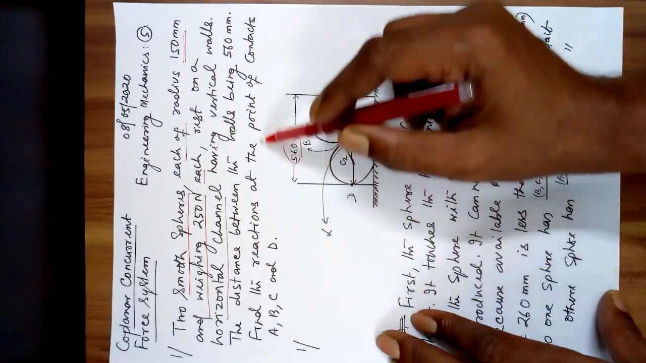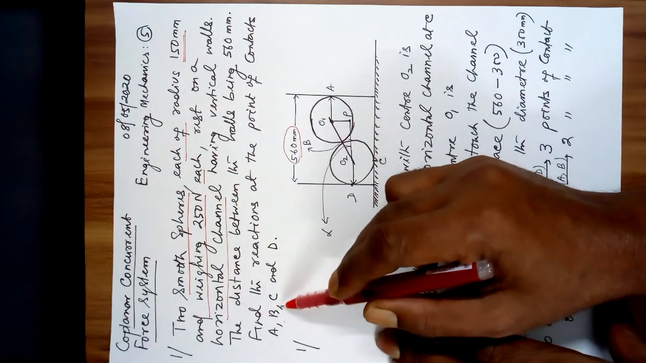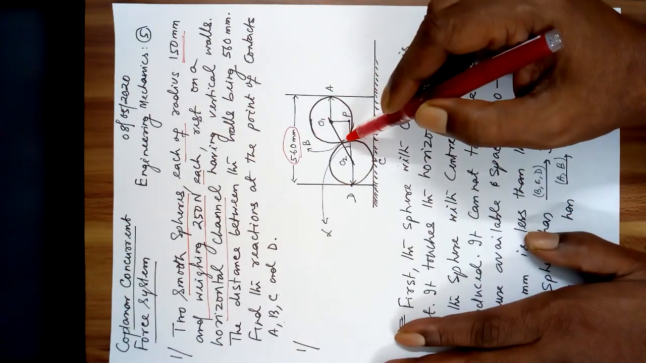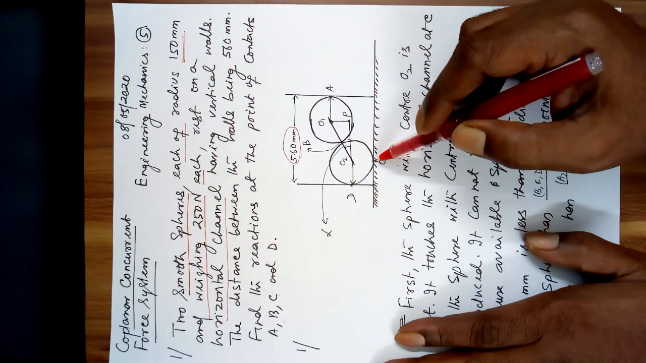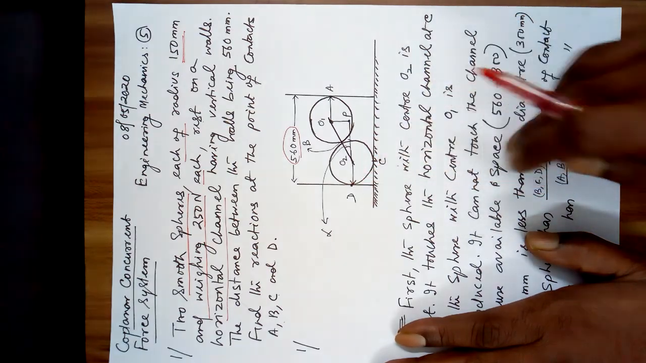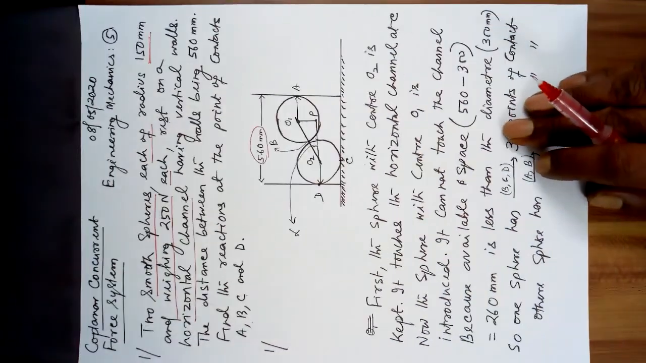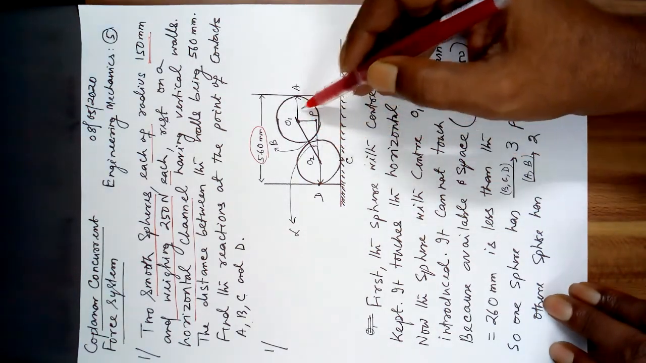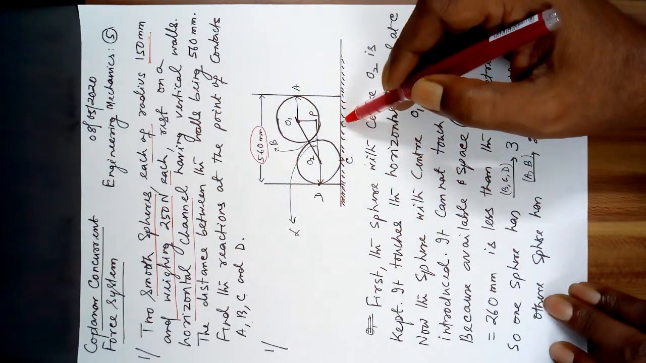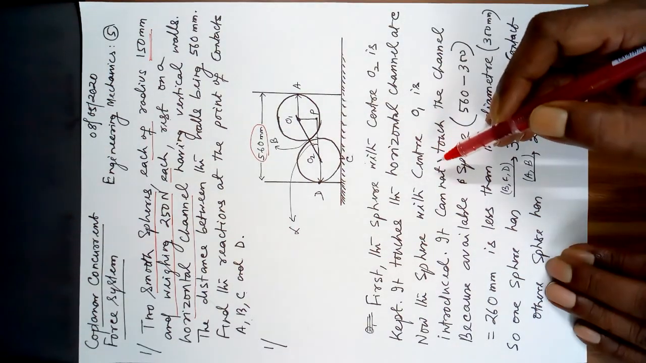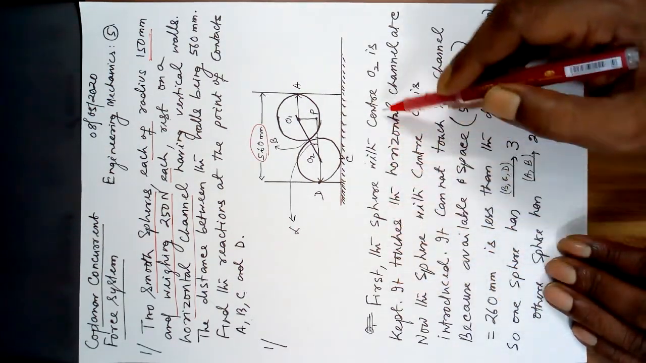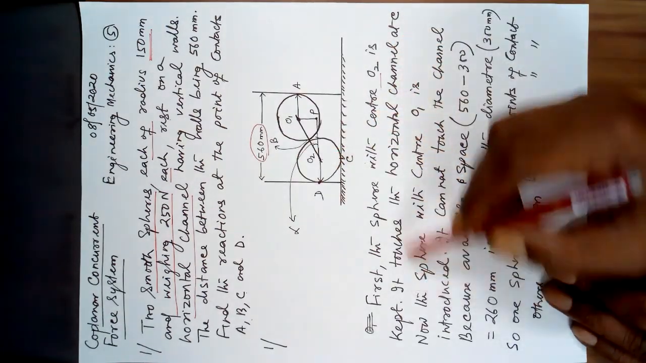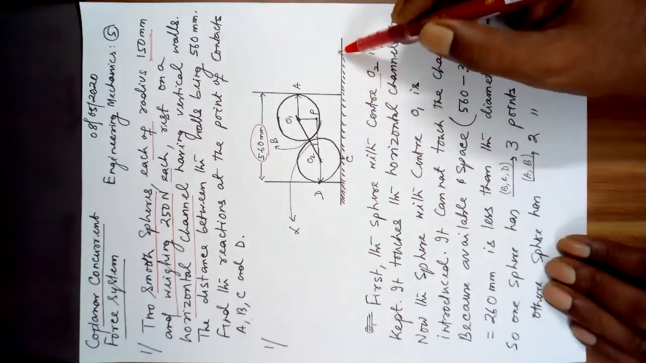Find the reactions at the points of contact A, B, C, D. Point of contact A, point of contact B, point of contact C, point of contact D. We have to find the reaction forces. Now, let us analyze whether this sphere will fit here. It will not. First, the sphere with center O2 is kept on this horizontal channel.